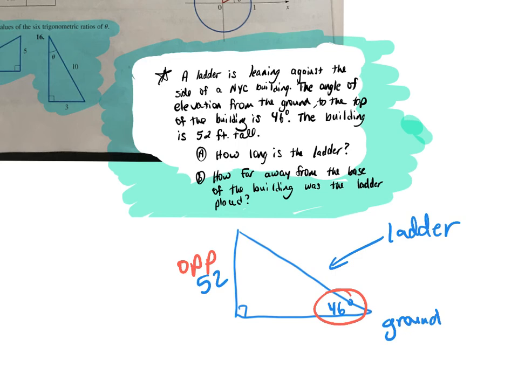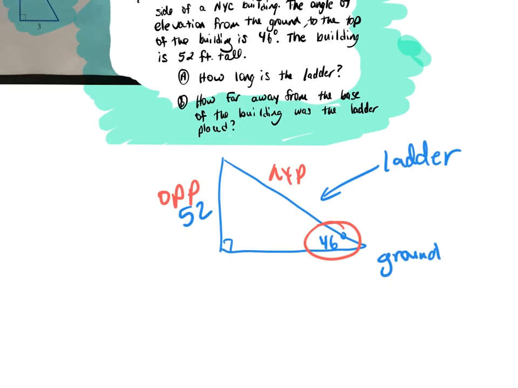If I'm finding the ladder, what am I looking for? The hypotenuse or the adjacent side? The hypotenuse. It's always the longest one across from the right angle, right? So what trig function uses opposite and hypotenuse? Sine. So to solve letter A, you would say sine 46 equals 52 over the hypotenuse, whatever. Just call it x, I don't care. We'll call it x.